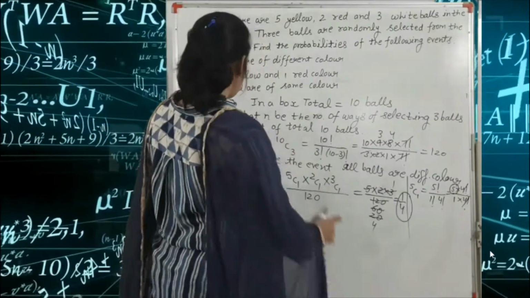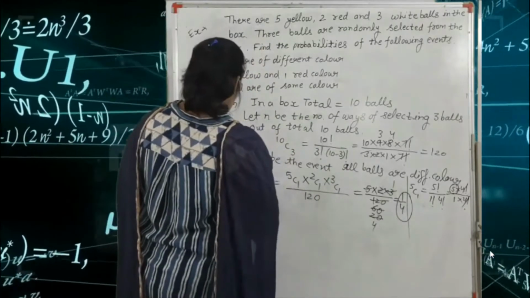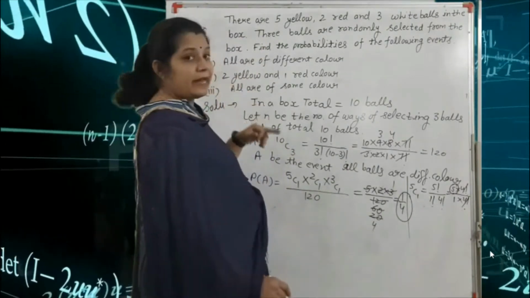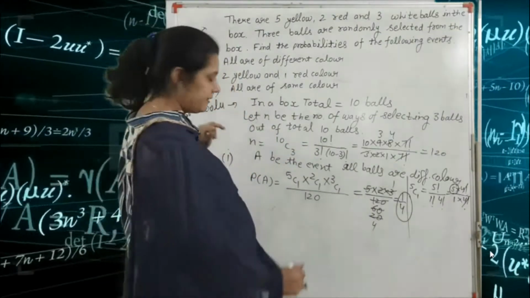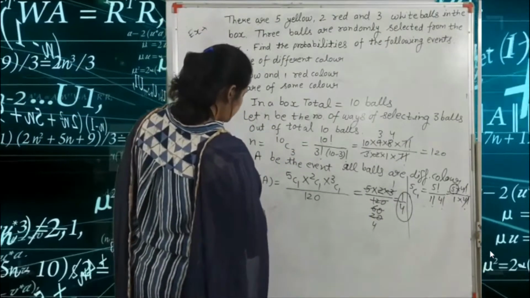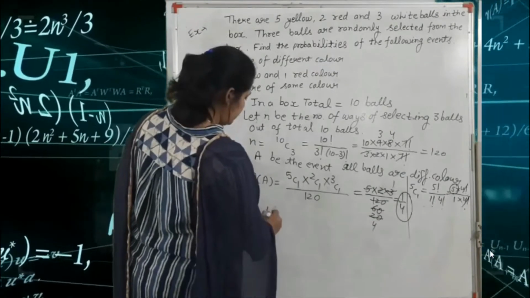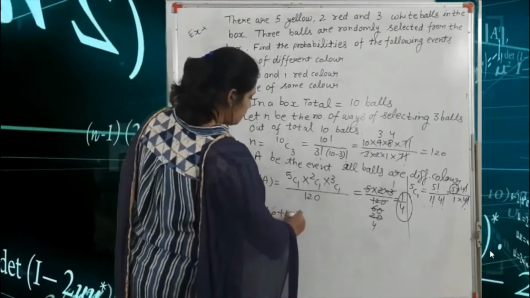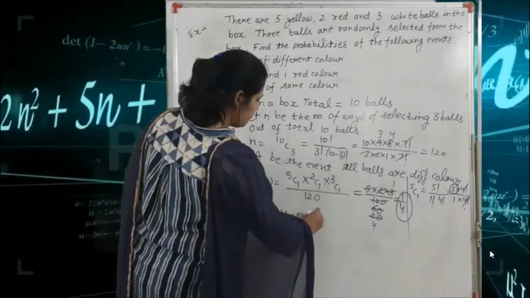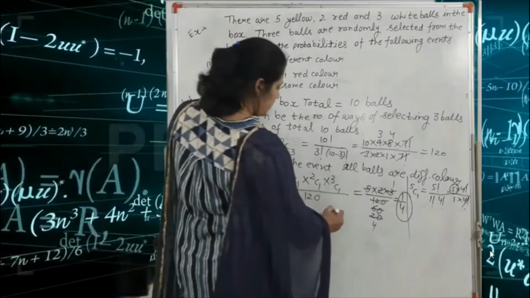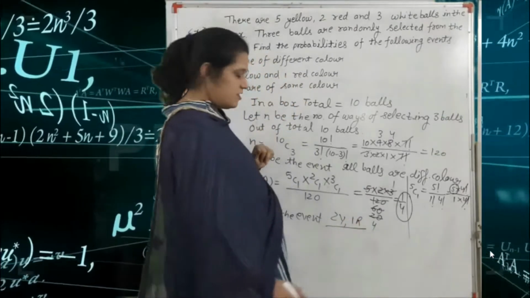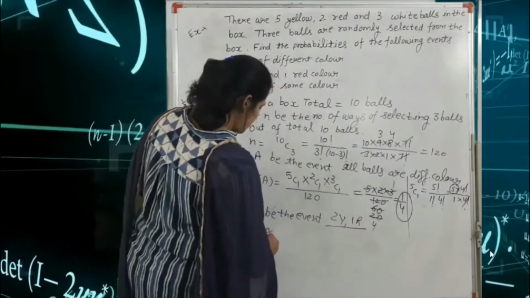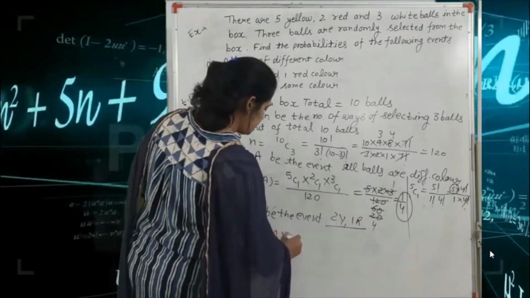Okay, next one is the 2 yellow and 1 red color. So what is the possibility of 2 yellow and 1 red color? So here, let event B be the event for 2 yellow and 1 red color.